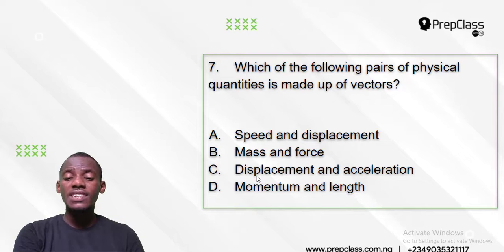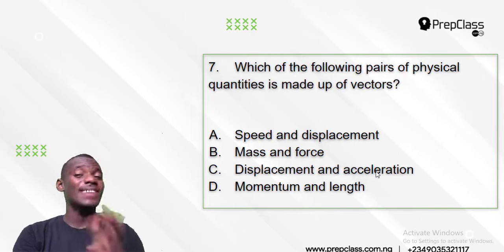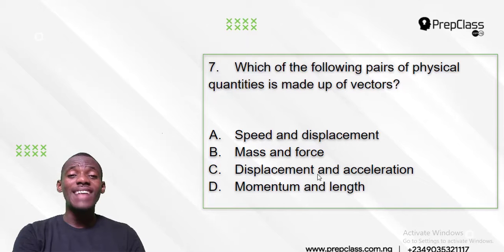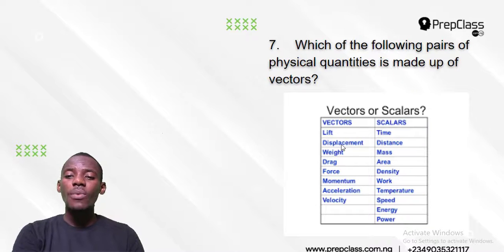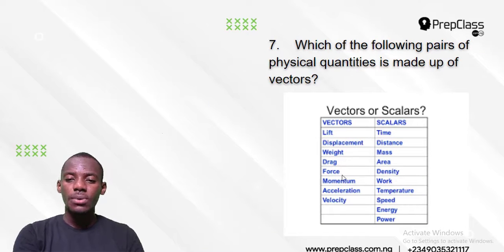Option C says displacement is a vector because it has both what? Magnitude and direction. While acceleration is also a vector, it has both magnitude and direction. So the 2 of them are vectors, and this is the answer. Then momentum is a vector, but length is a scalar. So the answer to that question is, under vector, we have displacement and we have acceleration. They are both vectors, and that is why it is correct. Can you see it on the table?